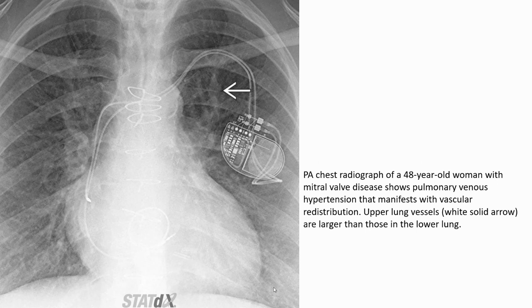This is another chest X-ray of a 48-year-old woman with mitral valve disease, so pulmonary venous hypertension that manifested with vascular redistribution, upper lung vessels larger than those in the lower lung.